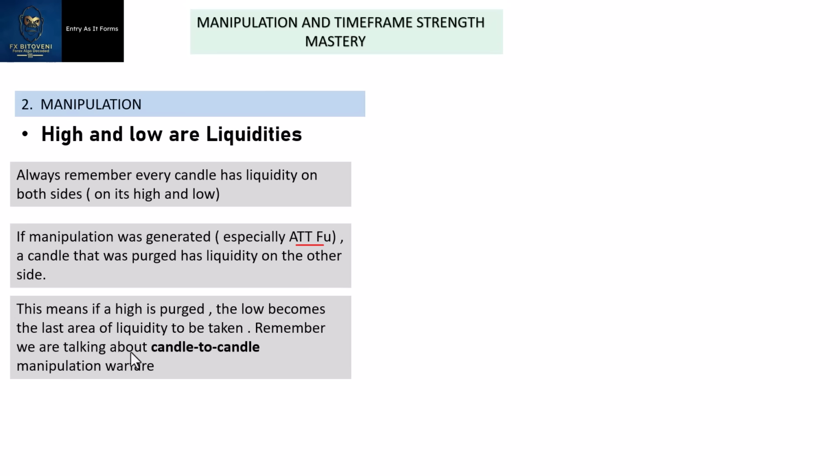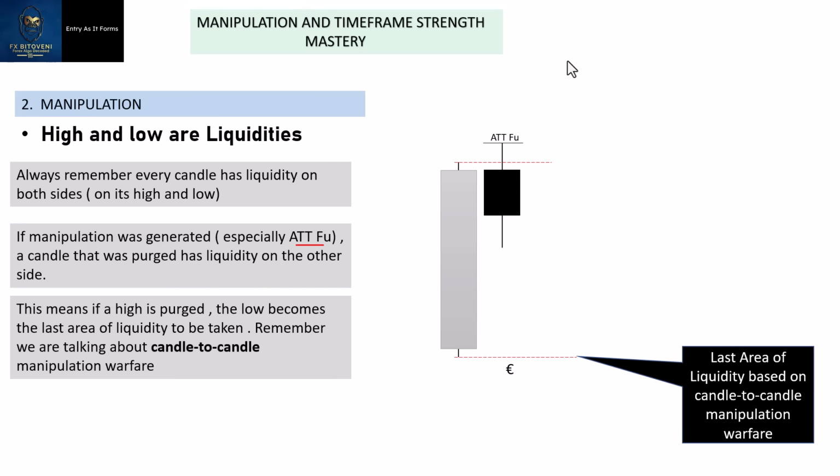Remember, we are talking about candle-to-candle manipulation warfare. So when I say last area of liquidity, there are different ways to see that. But in terms of candle-to-candle manipulation, it's the opposing side that was not manipulated. I have told you a candlestick has liquidity on both sides. So if this high is manipulated, this high is purged by this candle, the liquidity here is taken. So we still have another one resting below. So we need to see price coming to take this one. This is what I mean.